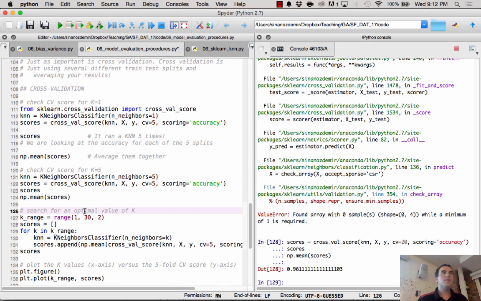Now, this still doesn't answer my question, which K? Still doesn't answer that question. To do that, I'm going to try several Ks and see what's best. I'm going to try all odd numbers between 1 and 29.